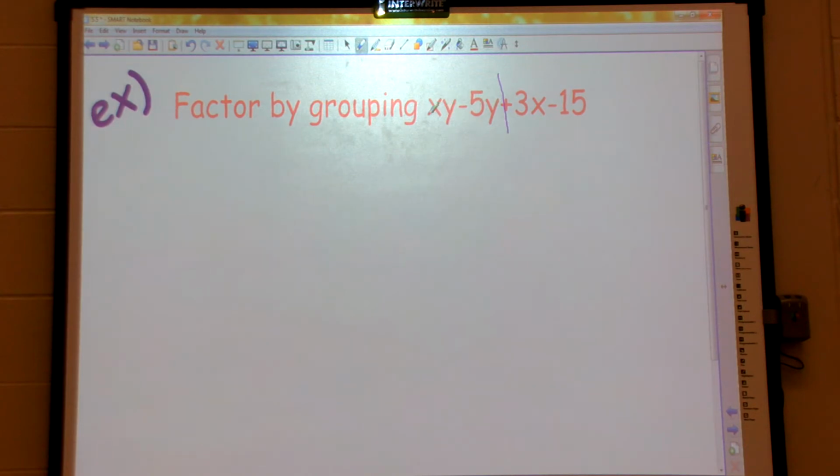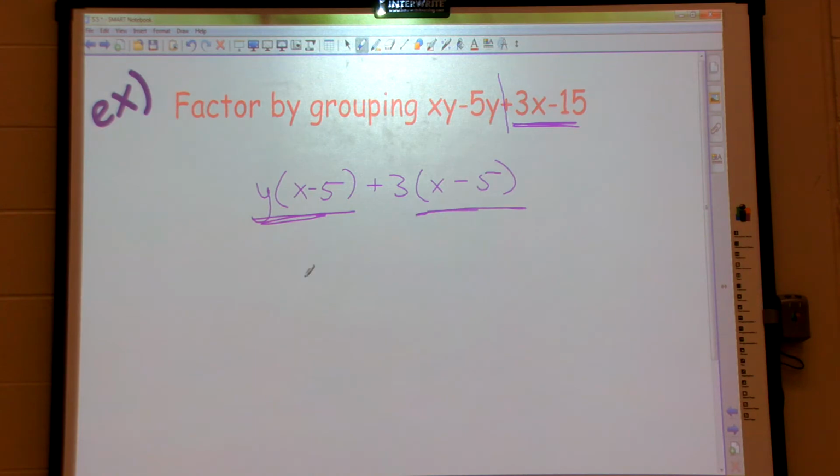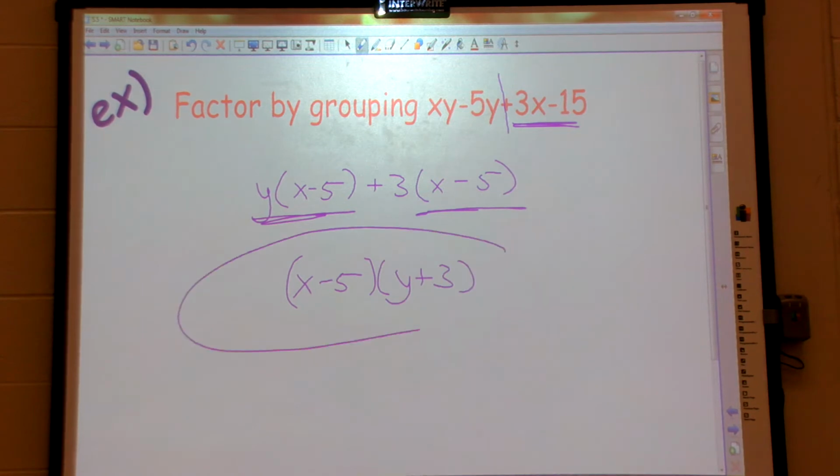What can I pull out of the front? A y. What's left? x minus 5. That plus is still there, right where I have my line. Now what do these have in common? A 3. When I pull out a 3, I have x minus 5. Now I have these 2 terms that have x minus 5 in common, so I pull it out, and I'm left with y plus 3. Voila.